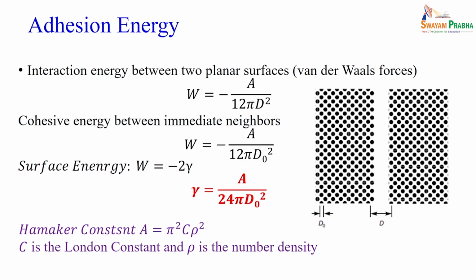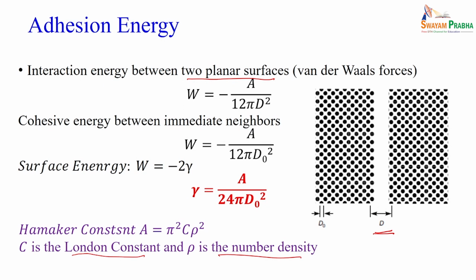So, first, what is adhesion energy, before we start. If you remember the van der Waals interaction between two planar surfaces, let us say the distance between them is d. The work of adhesion is A divided by 12 pi d square, where A is the Hamaker constant, which is defined as pi square C into rho square, where C is the London constant and rho is the number density. So, this is like a work of cohesion, W11.